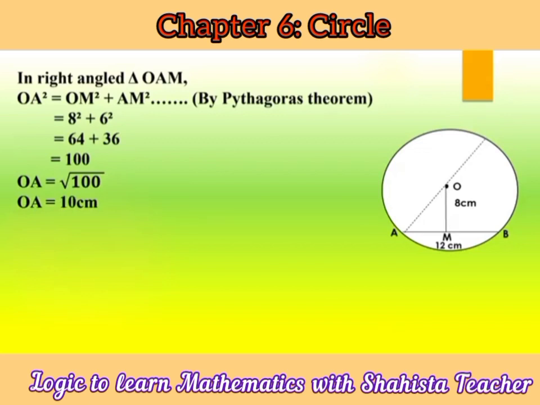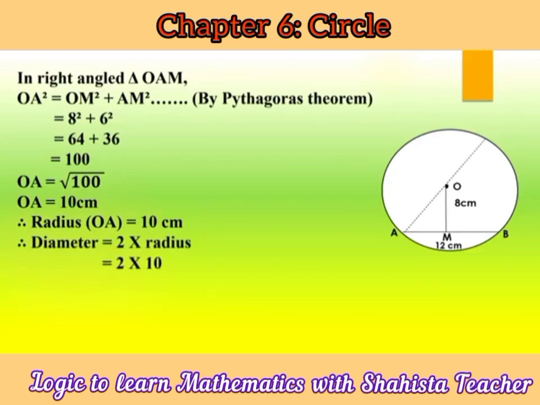So here we found the radius value is 10 centimeters, and OA is the radius. So OA is equal to 10 centimeters. Is that clear, my dear students? So simple to understand now. Now we are going to find the diameter. So diameter is equal to 2 multiplied by radius. So 2 multiplied by 10 is 20 centimeters. Here we found it, the diameter of the circle is 20 centimeters. Is that clear, my dear students?